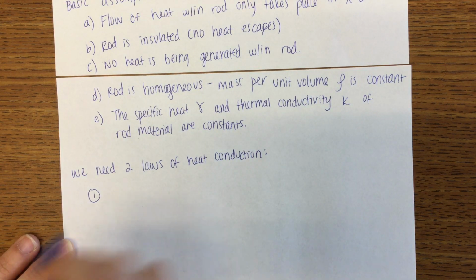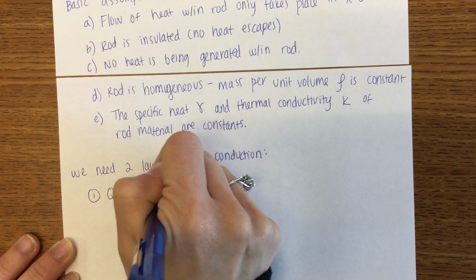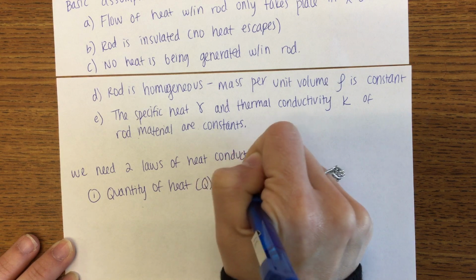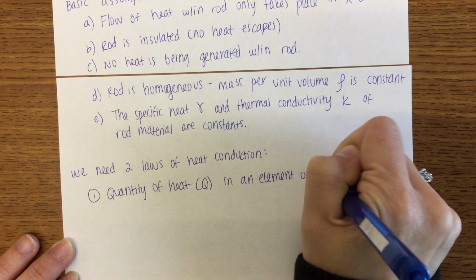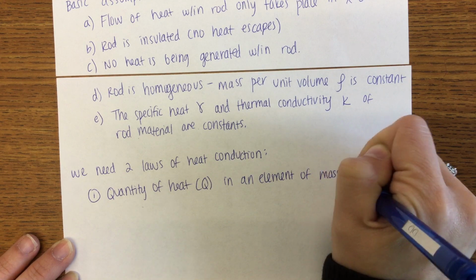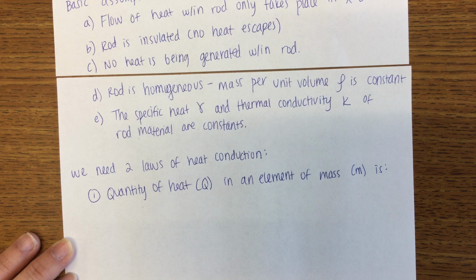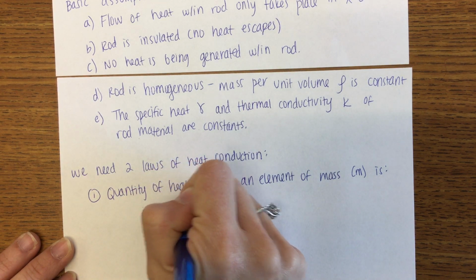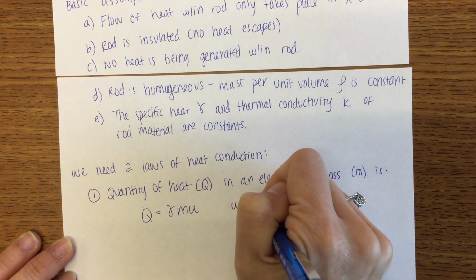First law tells us that the quantity of heat, which we are going to label Q, in an element of mass M is going to be given by the following. Q equals gamma M u, u being the temperature of the element.